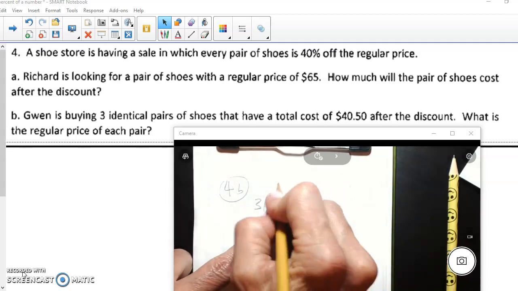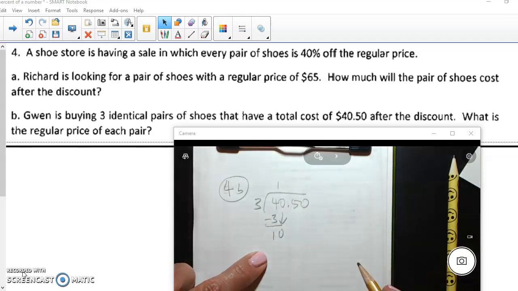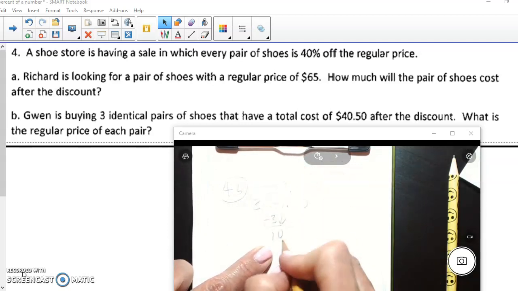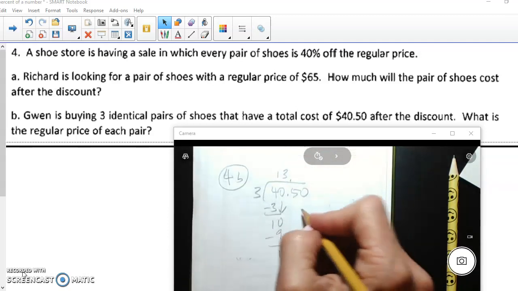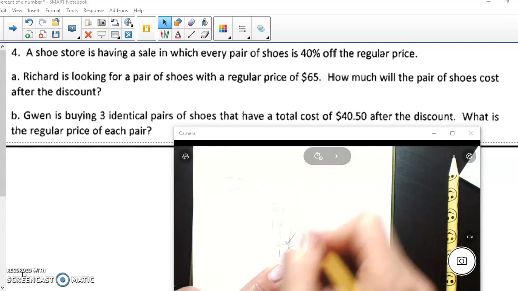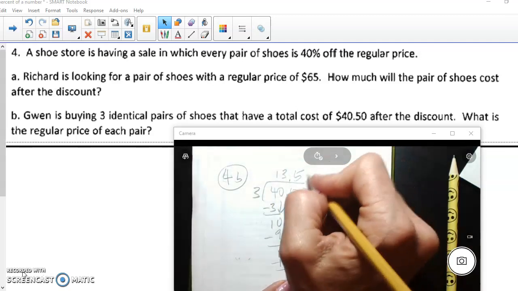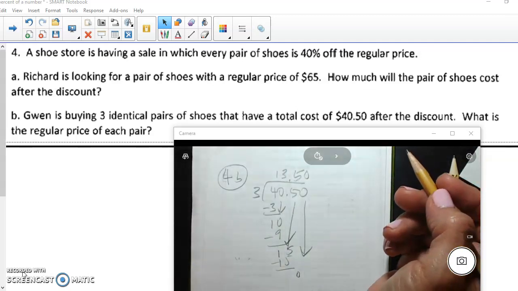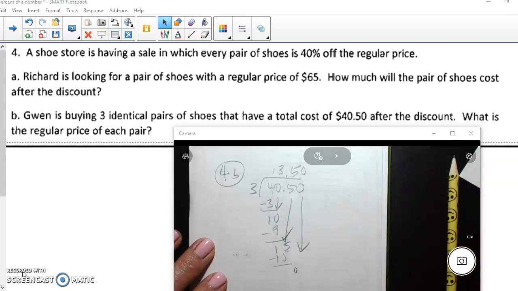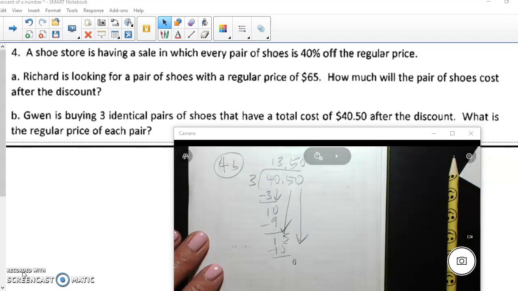So 3 goes into 4 once, and we have 1 left over, and I'm going to bring down that 0. 3 goes into 10 3 times. 3 times 3 is 9, and 1 left over, and bring down that 5. 3 times 5 is 15, and we are done, except we have that extra 0, and 3 will not go into 0. So each pair of shoes is $13.50. That is not so bad. That's pretty good. So let's use that to find out what is the regular price.